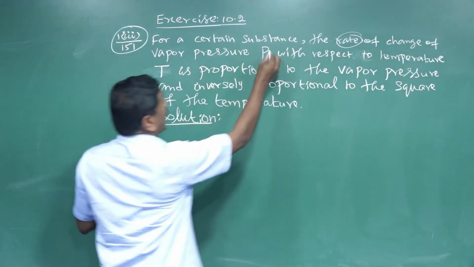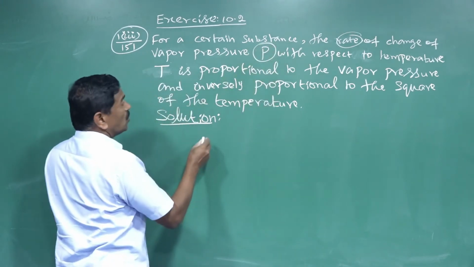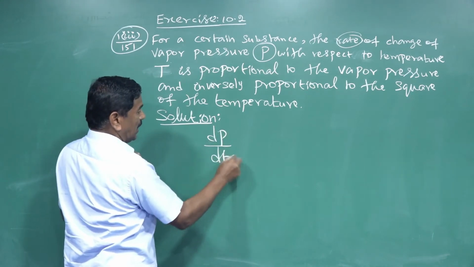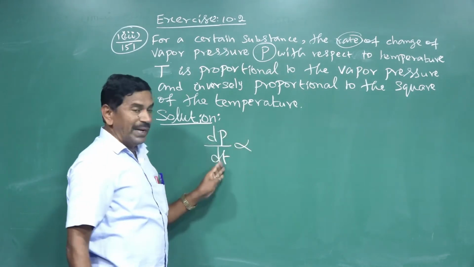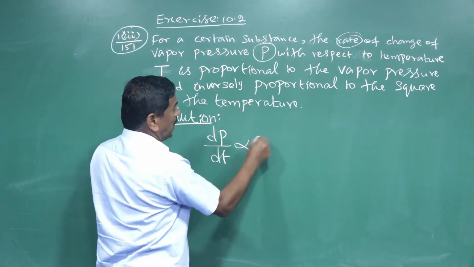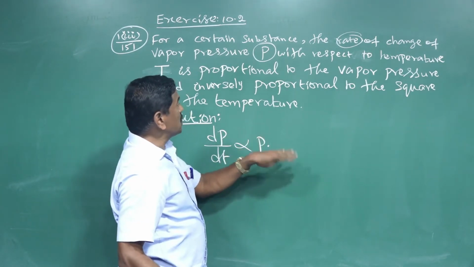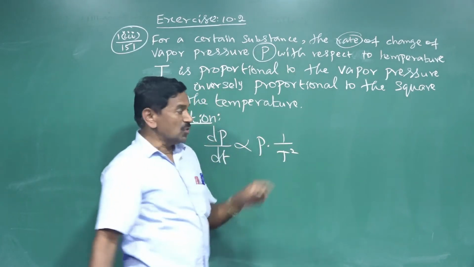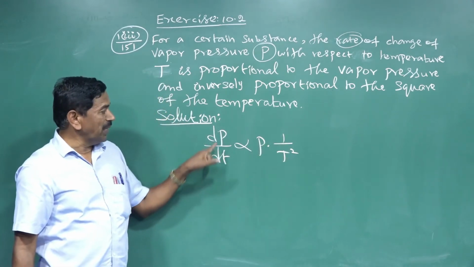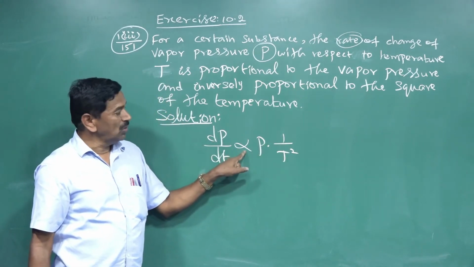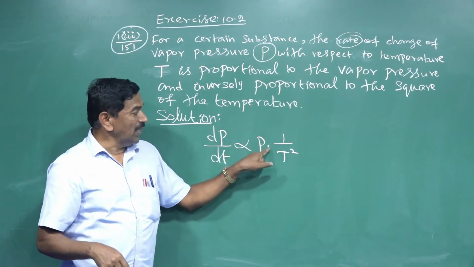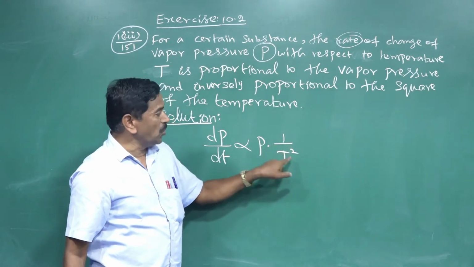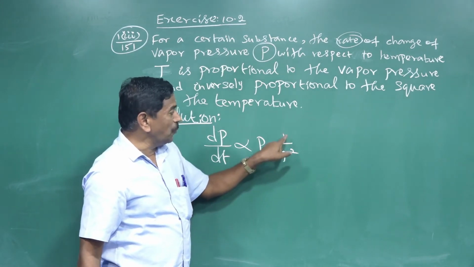Here capital P is already given. Now the required differential equation is dP by dt is proportional to P into, inversely proportional to the square of the temperature. Inversely means reciprocal, so that is 1 by T square. So dP by dt is proportional to vapor pressure P into the reciprocal of the square of the temperature, therefore 1 by T square.